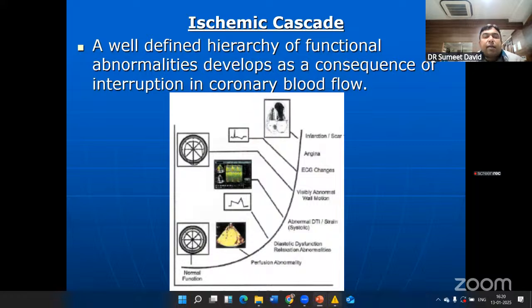Ischemic cascade. So what happens? A well-defined hierarchy of functional abnormalities develops as a consequence of interruption in coronary blood flow. This is the normal myocardium. Then there's a perfusion abnormality, meaning the blood supply to the part is reduced. Then first of all, there's diastolic dysfunction. Then there is a strain abnormality. Then visible wall motion abnormalities appear, which are seen in the ECG as well as in echocardiography. Then at the end, there is the scar, which is sometimes reversible and sometimes irreversible.